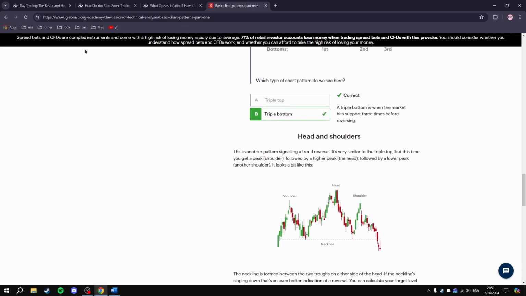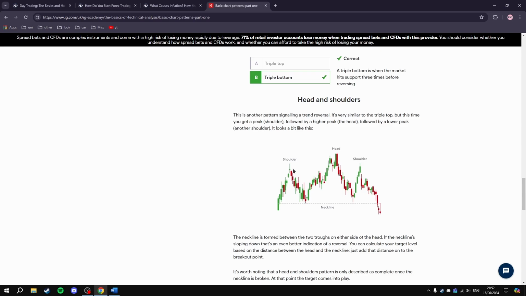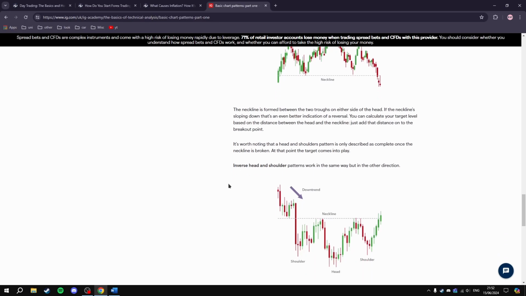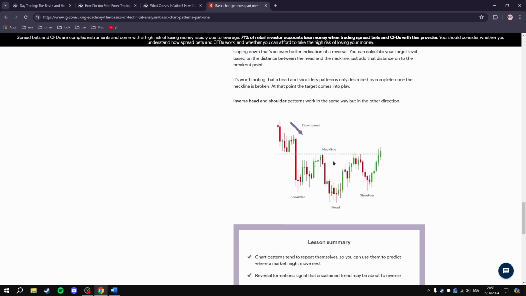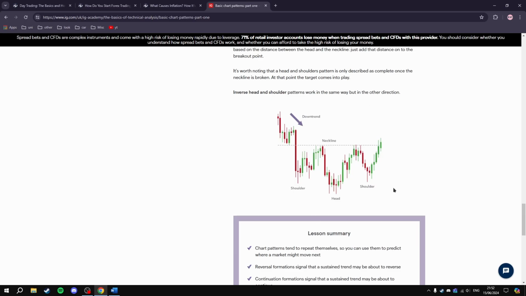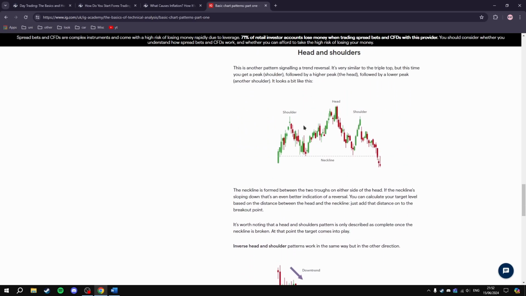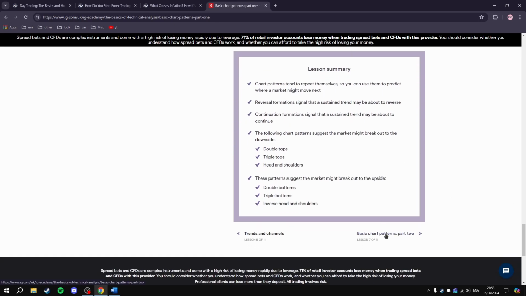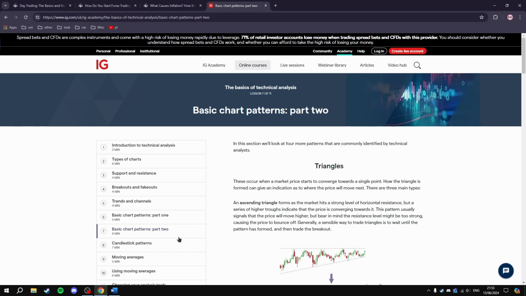And then we got the head and shoulders pattern, basically one peak and then a higher peak and then a lower peak. So it looks like a head between two shoulders. And the neckline is formed between the two troughs on either side of the head. So if the neckline is sloping down, that's an even better indication of reversal. And then we got an inverse head and shoulders, basically an upside down normal head and shoulders. Then we went through the lesson summary, and now we're on to basic chart patterns part 2.